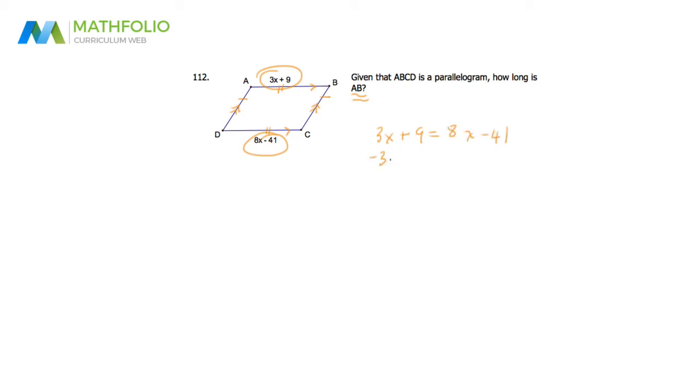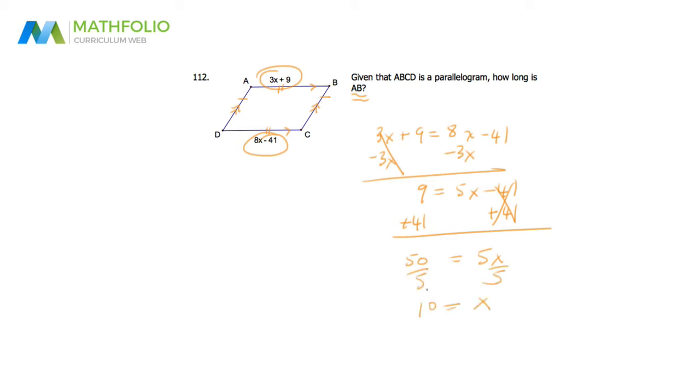So baby x is over here, minus 3x from both sides. The x's have gone. 9 equals 5x minus 41. So now let's add the 41. This is going to make the numbers a lot nicer right now. So 5x equals 50. So probably guessing by now that x equals 10.